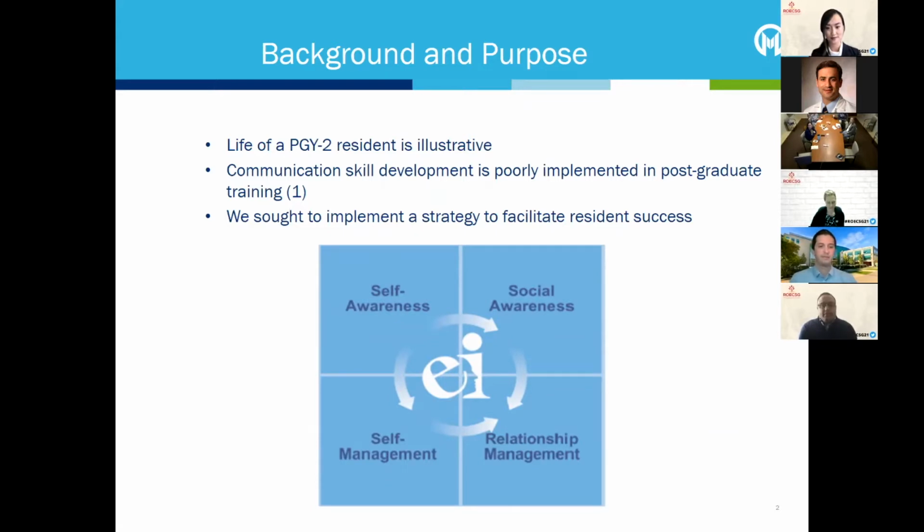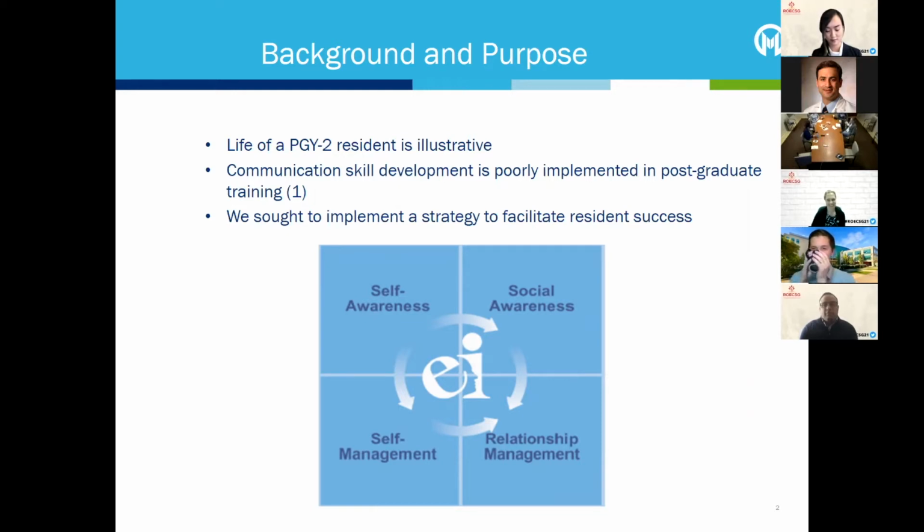Being a PGY2 resident is illustrative of the communication and interpersonal challenges many of us face. For instance, this year during one block, I was working with an attending who expected residents to be roomed exactly on their scheduled time. And if the resident wasn't there immediately after the MA roomed the patient, he'd begin the consult without you. On the next rotation, the attending I was working with was nowhere to be found, many times 20 or 30 minutes after I had completed the consult.